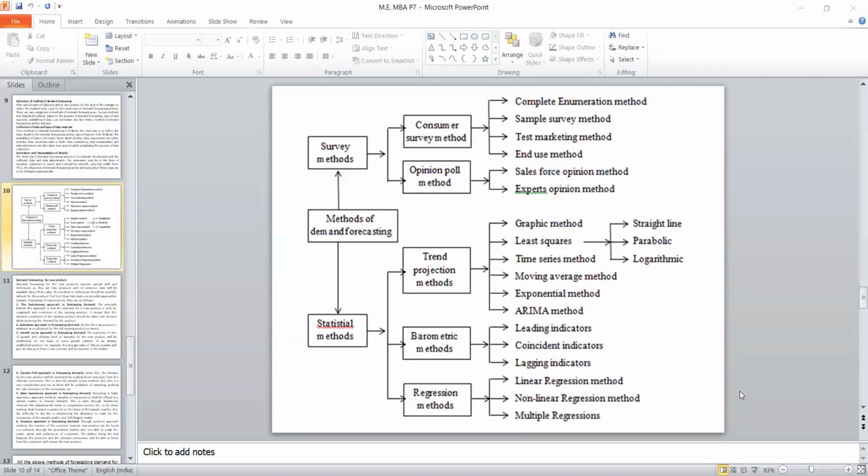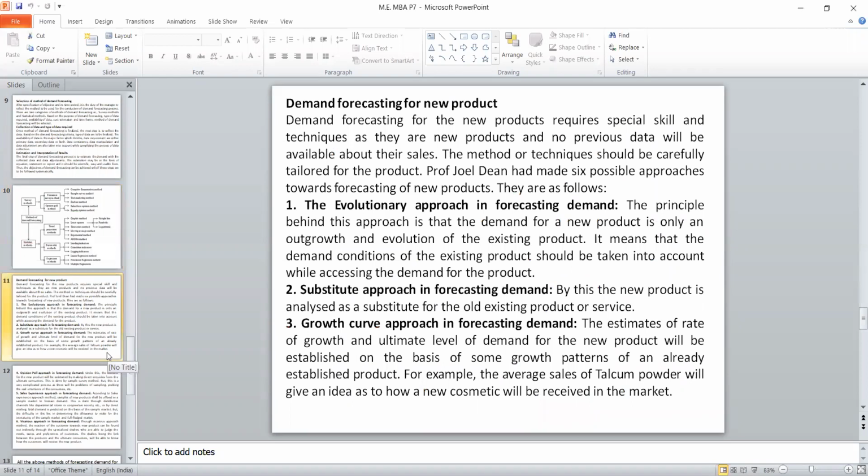So these are the list of methods available for an existing product. Now, sometimes we have to forecast demand for a new product. By that time, it is very difficult. We don't have past data. So what we have to do? There are 6 approaches given by Professor Joel Dean. It's only a theoretical one, but it is applicable.